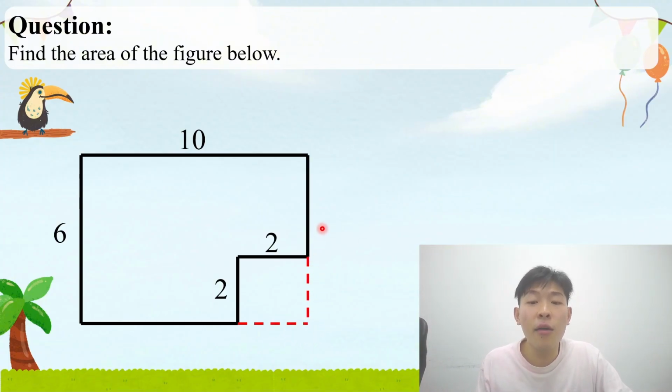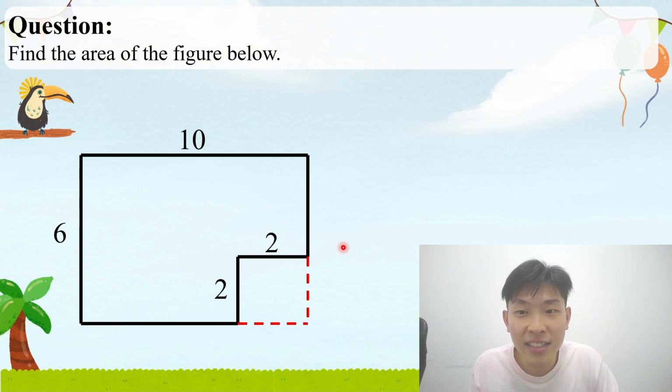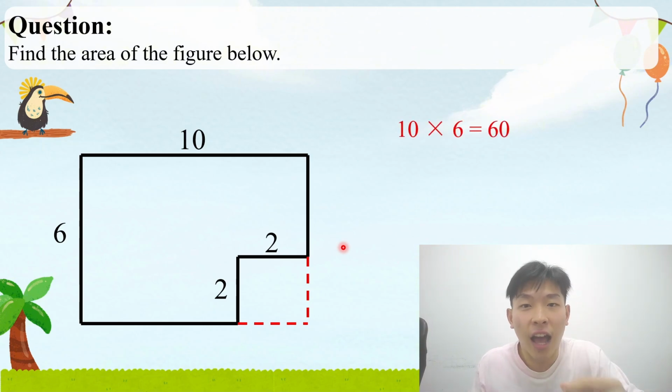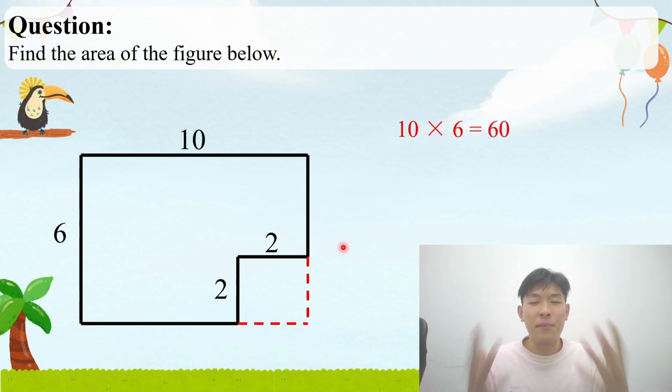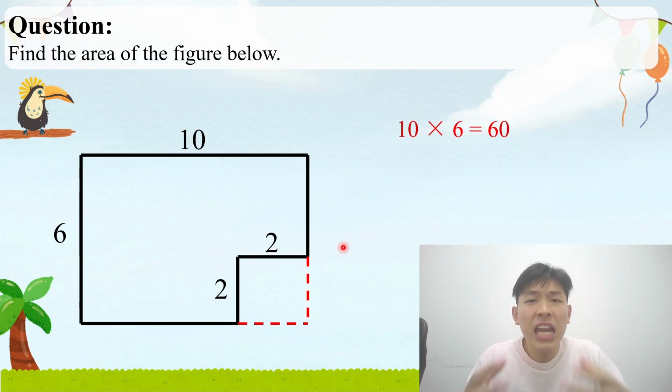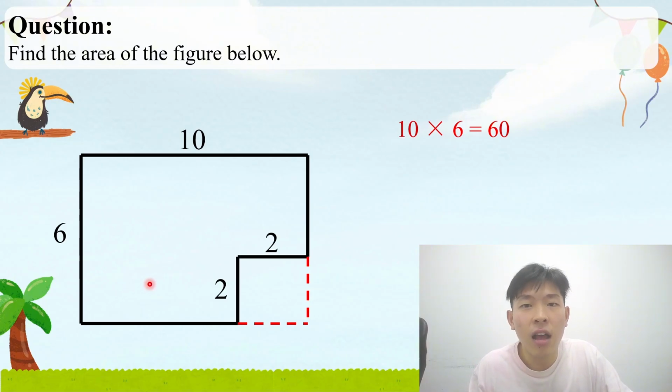Yes, and now I would have my big rectangle here. So what is the area of this big rectangle? The area of the rectangle is length times width. So it is very good. It is 10 times 6, which is 60. Amazing. But now, in reality, I don't have this whole rectangle. I have only this remaining part, where this square thing is removed.